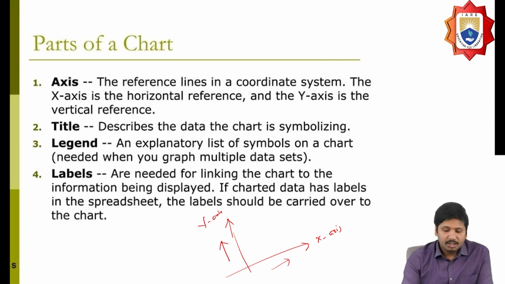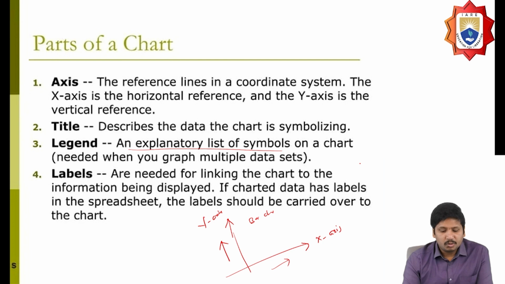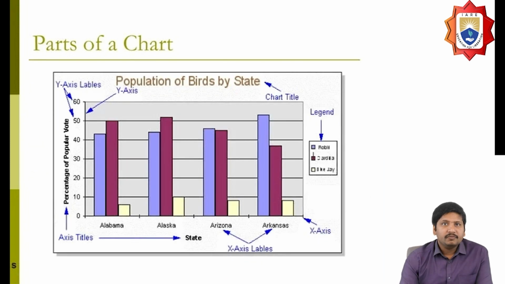The title describes the data the chart is going to symbolize. The legend is the explanatory list of symbols on the chart. And labels are needed for linking the chart to the information that is going to be displayed. If the chart has labels in the spreadsheet, then the labels should carry over to the chart.